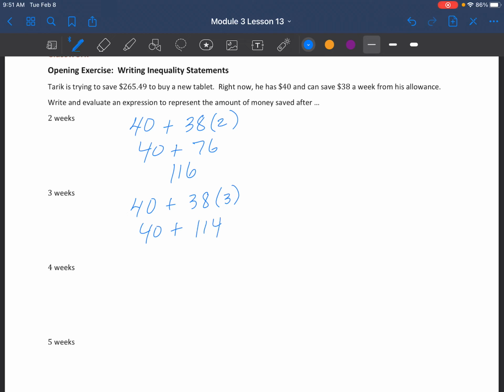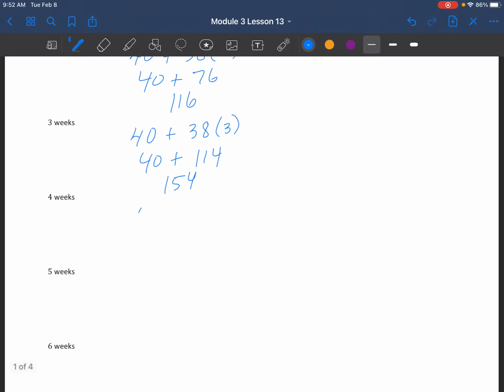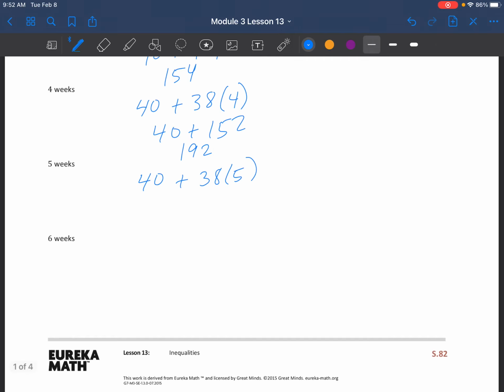So we're going to continue with this pattern to go ahead and solve for this. But instead of 2, we're going to replace that with 3. So we've got 40 plus 38 times 3, which is 114. 114 plus 40 is 154. Again, we're going to do this with 4 weeks. The only difference is instead of 2 or 3, we're making this 4. And so that's 40 plus 38 times 4 is 152. 152 plus 40 is 192.